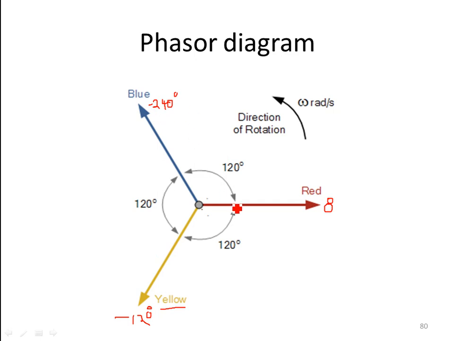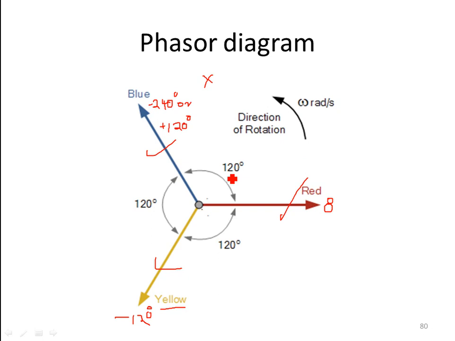Or it is also equal to plus 120 degree. Okay. Now, if you are rotating this vector, say I am taking a point X. If I am rotating this phasor diagram in the counterclockwise direction, which comes first? Red phase comes first. Then after 120 degree, yellow phase comes. Then after 240 degree, blue phase crosses the point X. Okay. Hope you have understood how to draw the phasor diagram of a three-phase system.